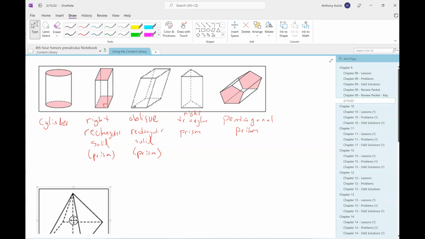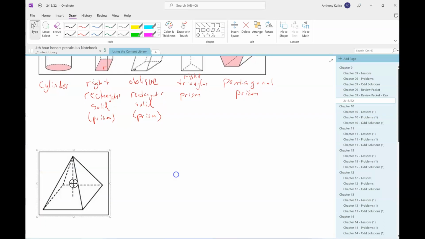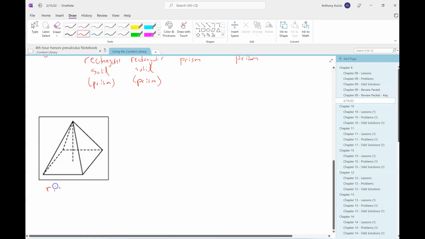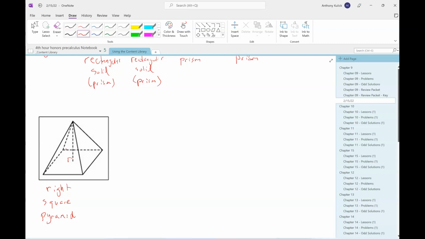We good? Okay. All right, so what do we got here? If I was going to name this thing, could you be even more specific? Yeah. And notice that for a pyramid, it's not the faces that need to be perpendicular to the base. It's the height that needs to be perpendicular to the base to make it a right square pyramid. Everybody's cool with that?